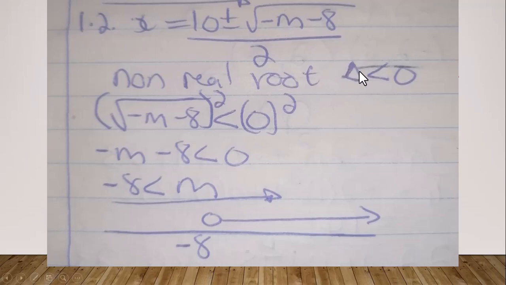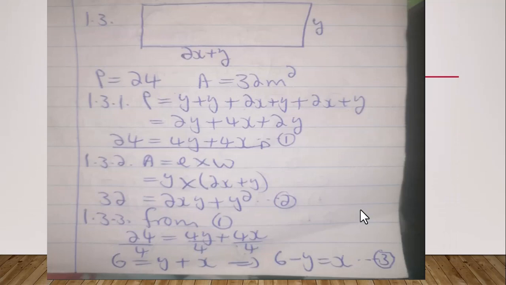So when the discriminant is less than 0, the roots are imaginary. Therefore, you would say the square root of minus m minus 8 should be less than 0. And then you want to get rid of the square root, you will square both sides. Minus m minus 8 is less than 0. Therefore, m should be greater than minus 8. And then remember, it says greater. And then which values are greater than minus 8? Those values. So that will become the solution to the problem that we have.